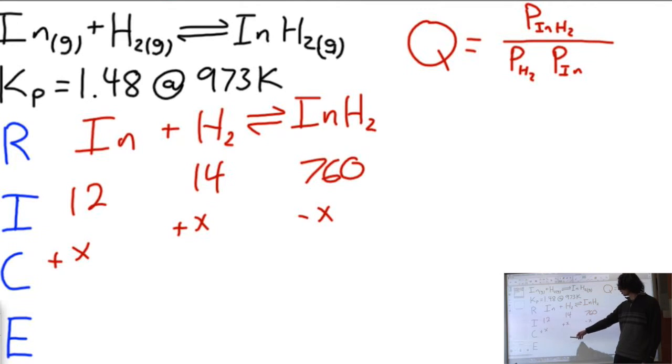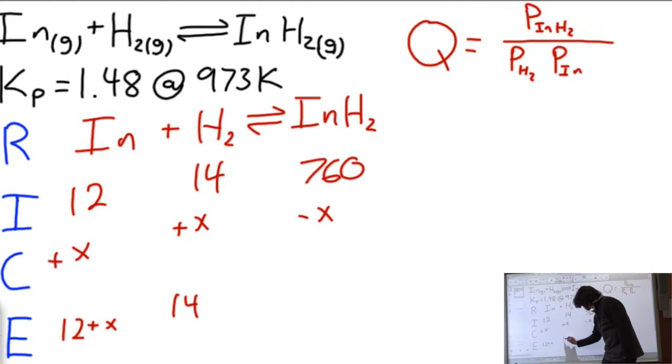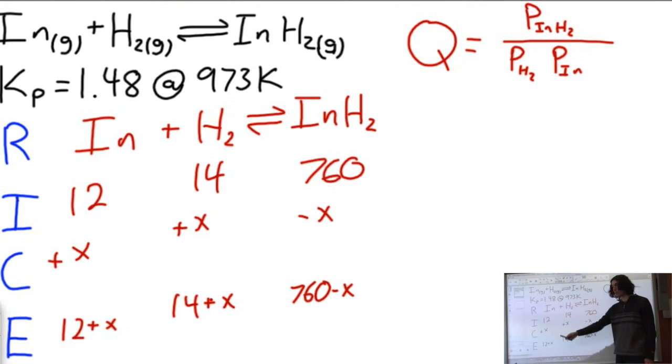Now the equilibrium row is simply the addition of the two rows above it. So this would be 12 plus x, 14 plus x, and 760 minus x. So these are our equilibrium concentrations. Now we've gone from 3 unknown concentrations to 1 unknown change in concentration.